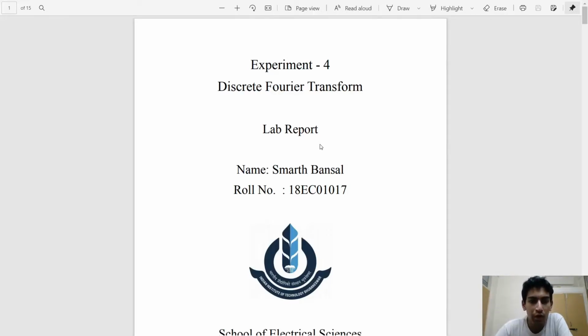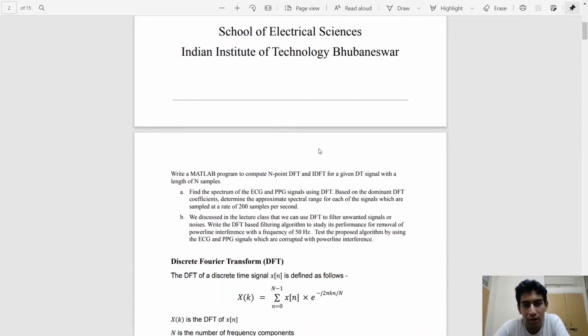Hello everybody. Today we'll be looking at the discrete Fourier transform and applying it on ECG and PPG waveforms using MATLAB. So let's get started.